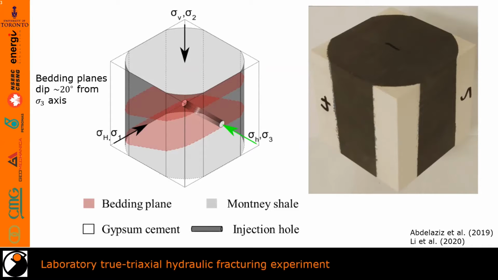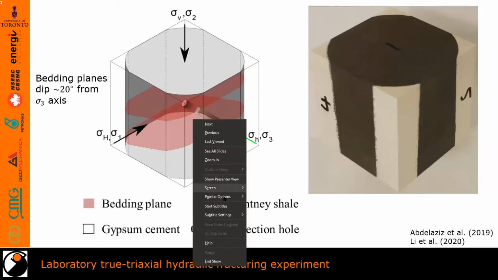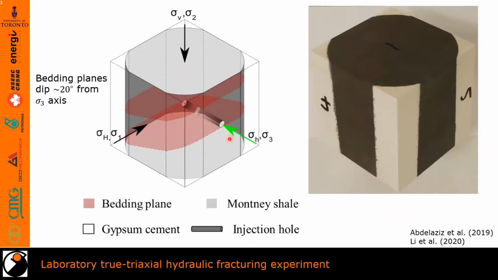In our lab, we performed a true-triaxial fracturing experiment on Montney shale that we recovered from reservoir depth. As shown here, we've constructed an injection hole along the sigma 3 direction. The bedding planes were also oriented about 20 degrees off parallel to the sigma 3 axis. And the stress state was such that sigma 1 was oriented horizontally.